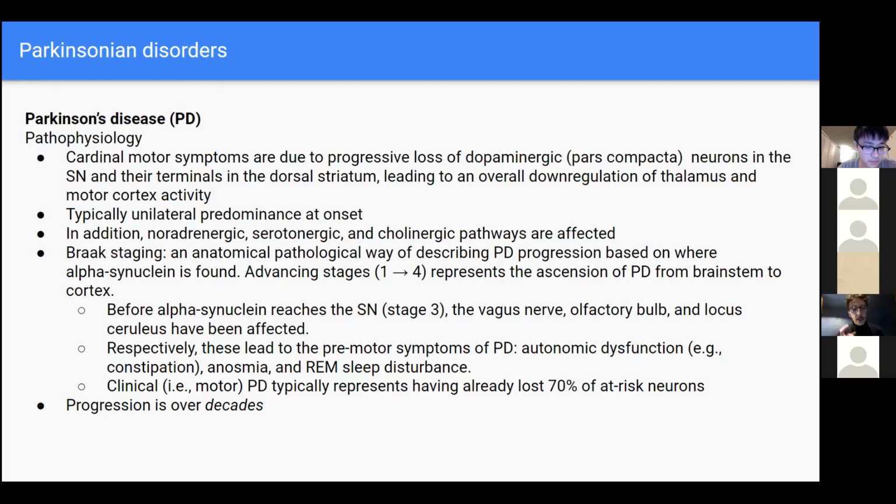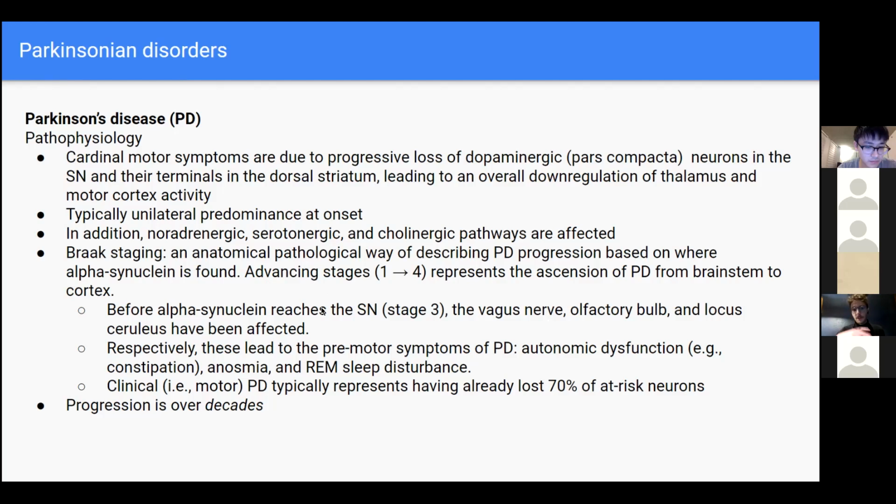And I think a really useful thing that maybe isn't addressed so much in your Block J lectures, or is briefly touched on, is the BRAAK staging. That's an anatomical pathological way of describing Parkinson's disease progression. I think the key to this is to understand that the alpha-synuclein ascends from the brainstem to the cortex as the disease progresses. And you're only going to get those motor symptoms once the alpha-synuclein reaches the substantia nigra, which represents stage 3 out of 4 of the BRAAK stages.